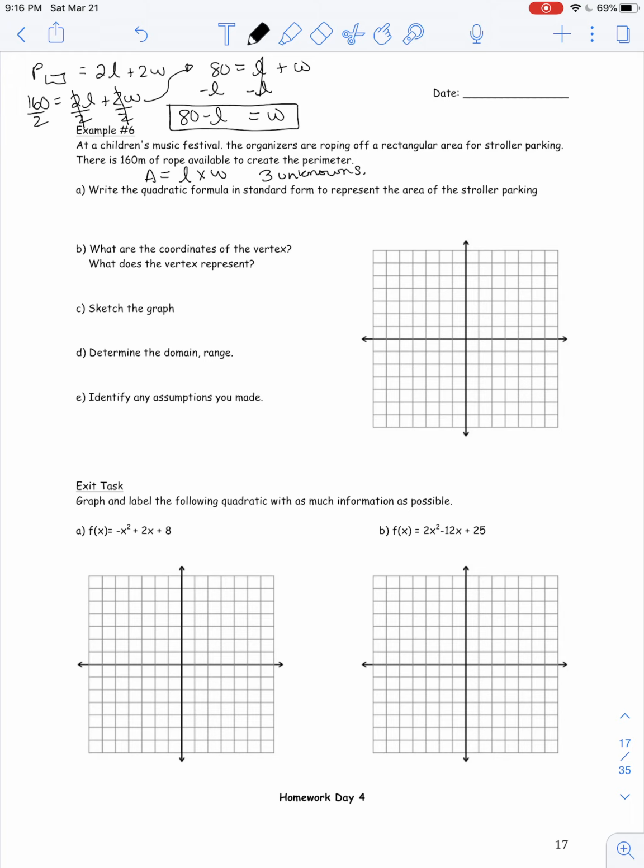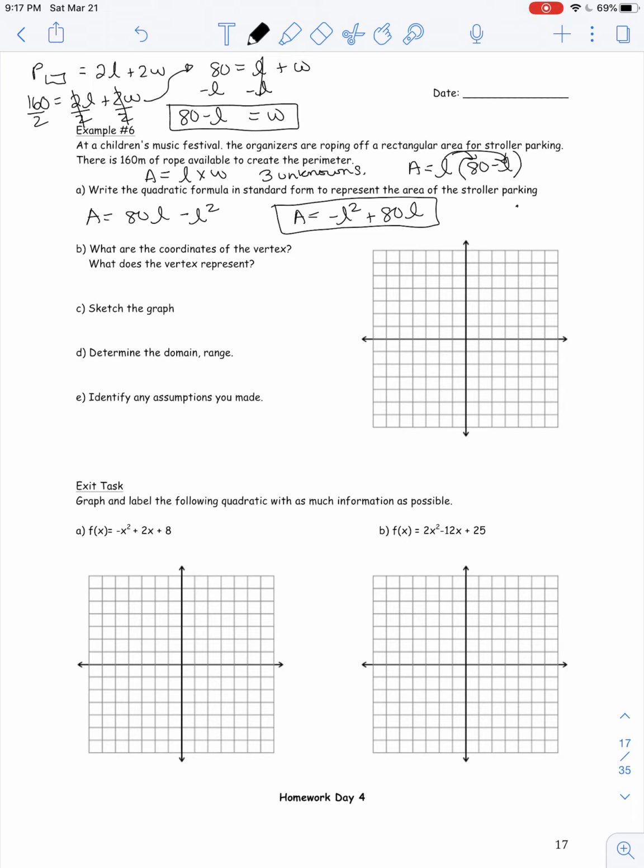The next step is you're going to substitute that W value, 80 minus L, into the area equation. So area is actually equal to length times, instead of W, we're going to write 80 minus L. And lastly, we're going to distribute that L. So area is equal to 80L minus L squared. Now in standard form, we always like the highest power first. So we're going to write minus L squared plus 80L. This is standard form.